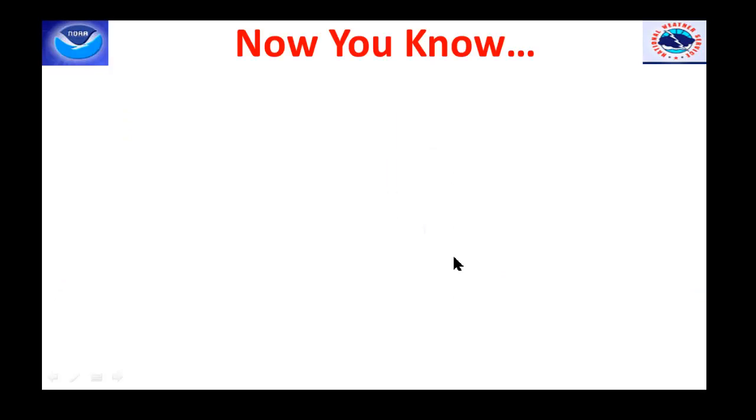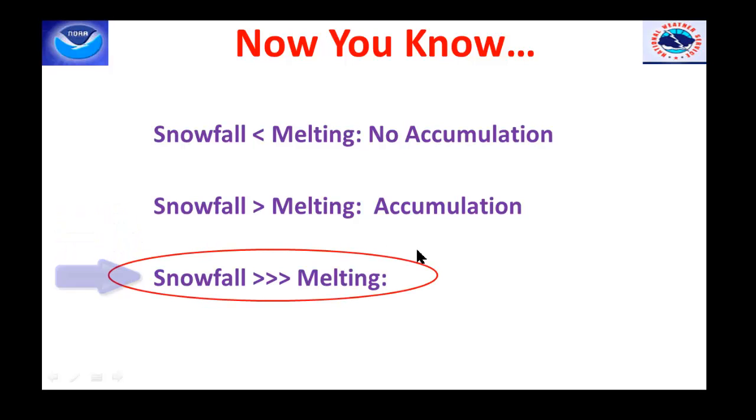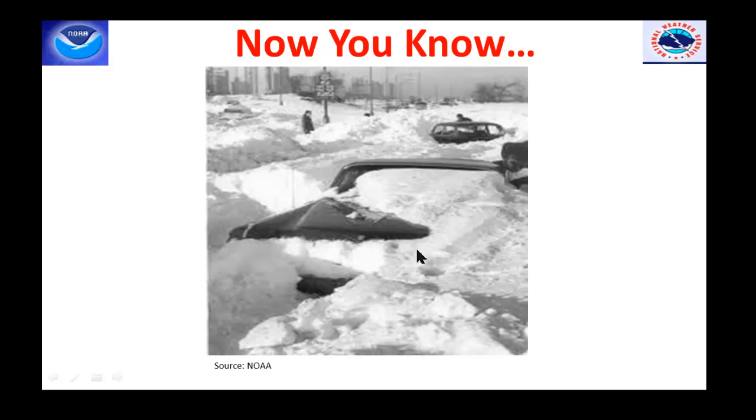So now you know. Snowfall must occur at a greater rate than snow melt for accumulation to occur. If you observe snowfall for several hours with very little accumulation on the ground, you'll know that in that instance melting is winning out. Of course, if snowfall is much greater than melting for a really lengthy period of time, well, you could end up with something like this.